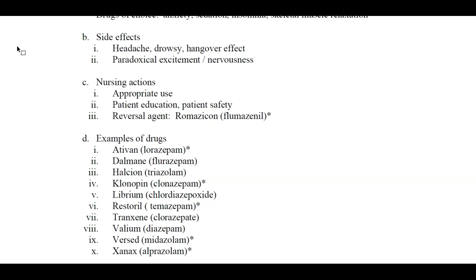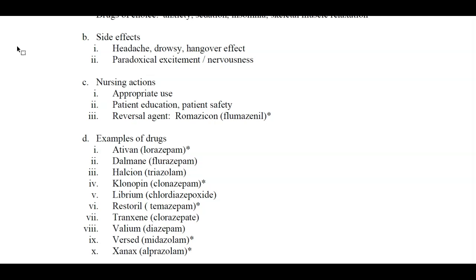Because there is a chance of overdose, in case of overdose, we need to remember the reversal agent. The reversal agent for benzodiazepines is romazicon or flumazenil. Again, the antidote for benzodiazepines is romazicon or flumazenil. Lastly, we need to remember that this medication affects the sleep cycle, so patient may have daytime drowsiness because it depresses the CNS. Examples of drugs that we have to remember.